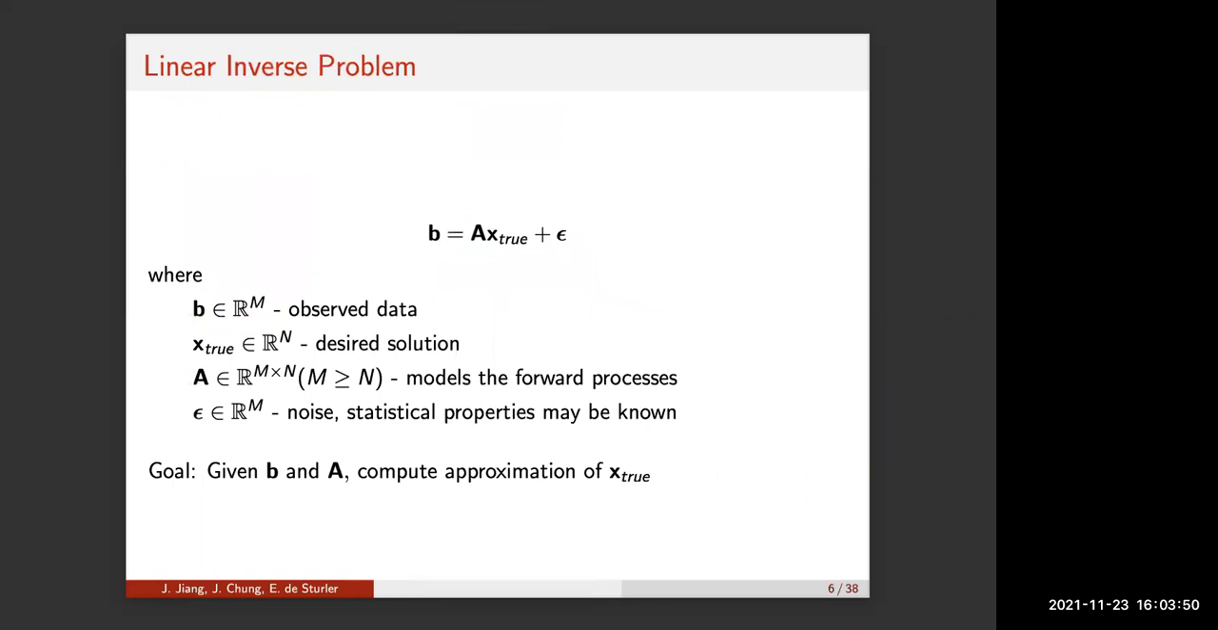In this work, we are interested in this linear inverse problem. Here b is the observed data, it's our observation, and A is a forward model, which is typically a very large matrix. And x true is the desired solution, which we want to compute, which we want to approximate. And epsilon is the additive noise. Usually we have some prior knowledge, such as statistical properties. For example, we usually assume epsilon follows some Gaussian distribution or Laplacian distribution. Our goal is, given the observation and the forward model, to compute the approximation of x true.